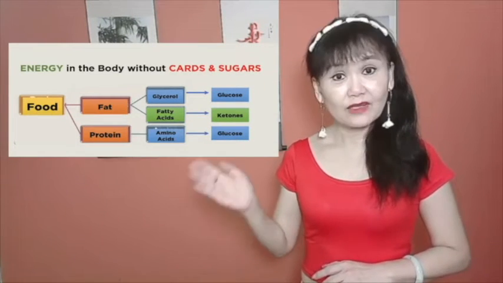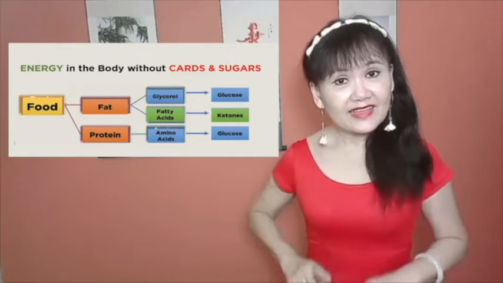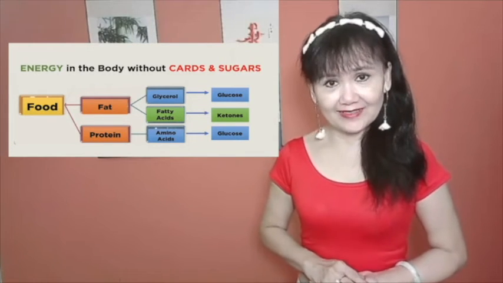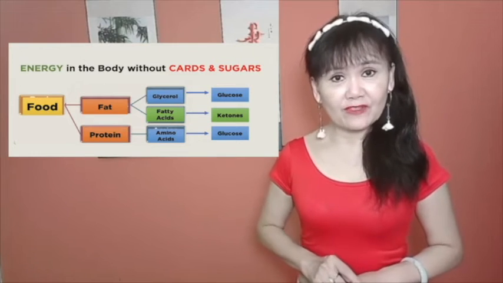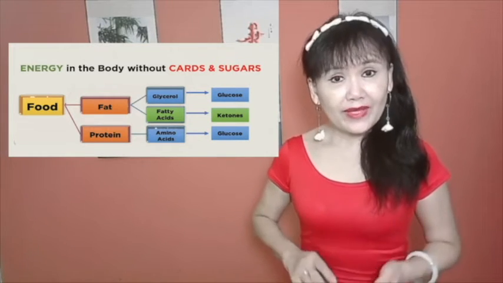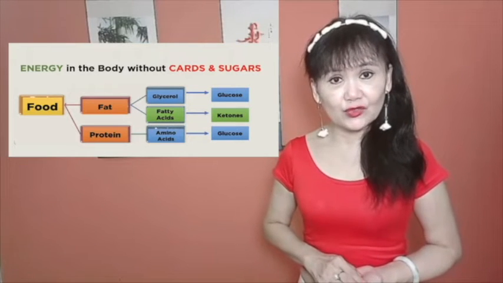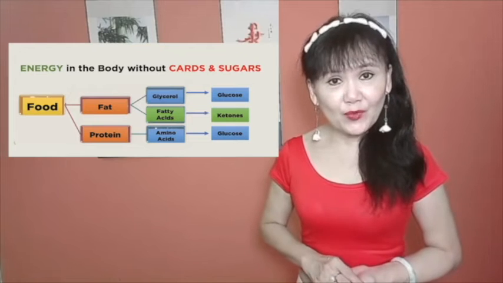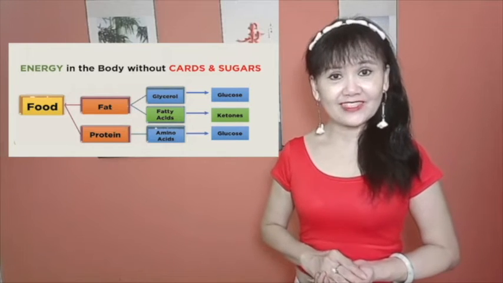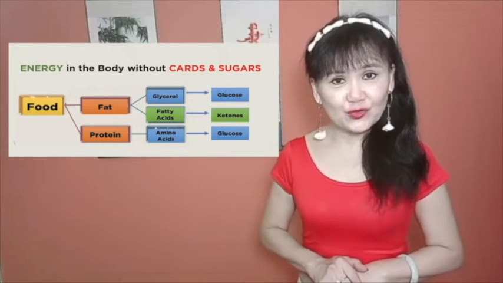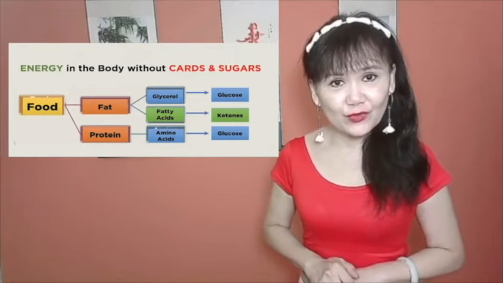Therefore, if we cut off carbs and sugars, this is what will happen. Look at this diagram. In the absence of carbs and sugars, our bodies will burn fat. The energy we get from burning fat is ketones. When our bodies need glucose, the glycerol will be converted into glucose, and the amino acid will also be converted into glucose. You see, we don't have to eat carbs and sugars in order to have glucose.